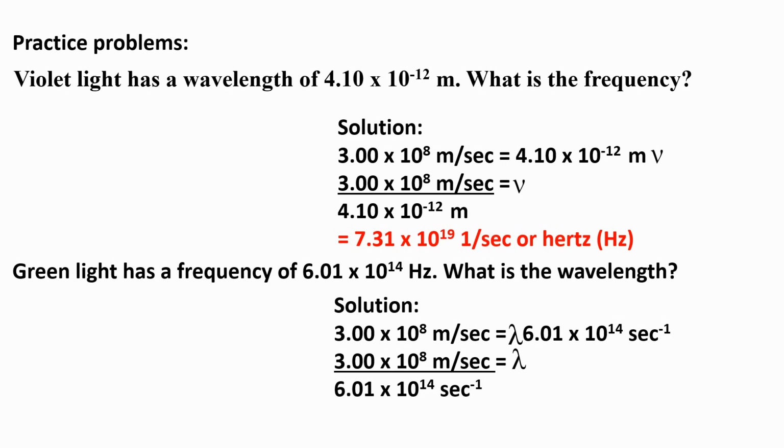Solving for lambda, we must divide through by nu. So 3.00 times 10 to the 8 meters per second divided by 6.01 times 10 to the 14 reciprocal seconds. And in this case, lambda is equal to 4.99 times 10 to the minus 7 meters.